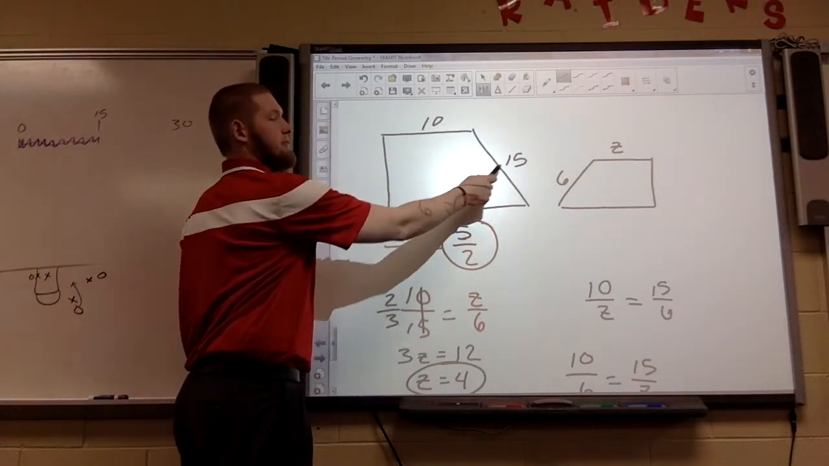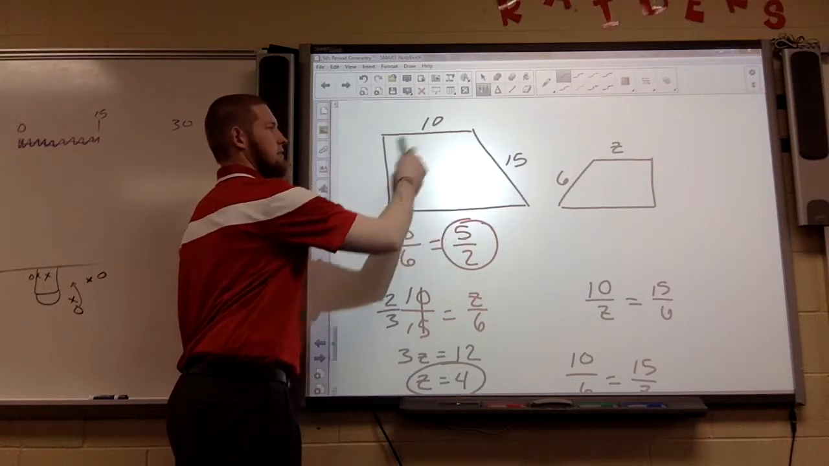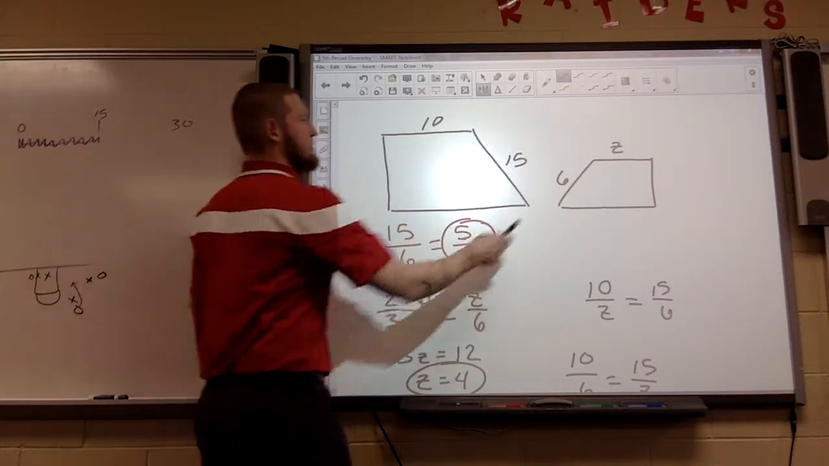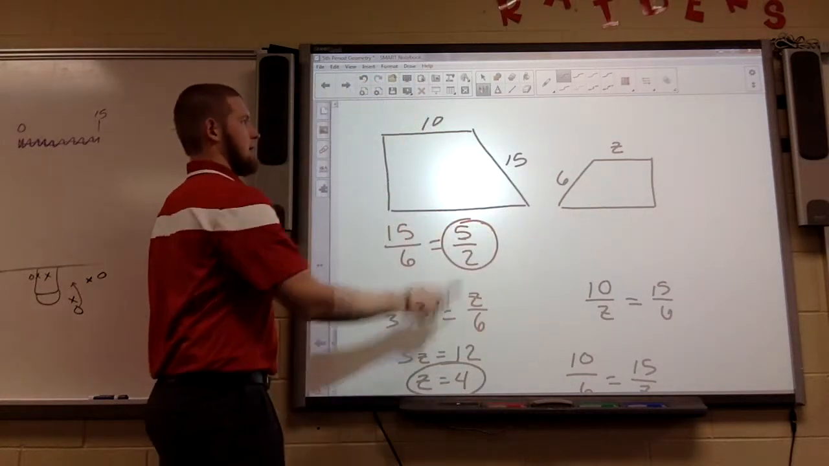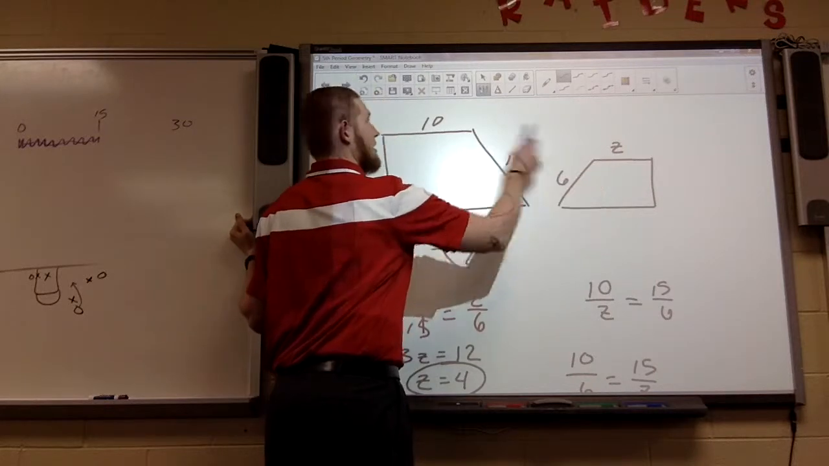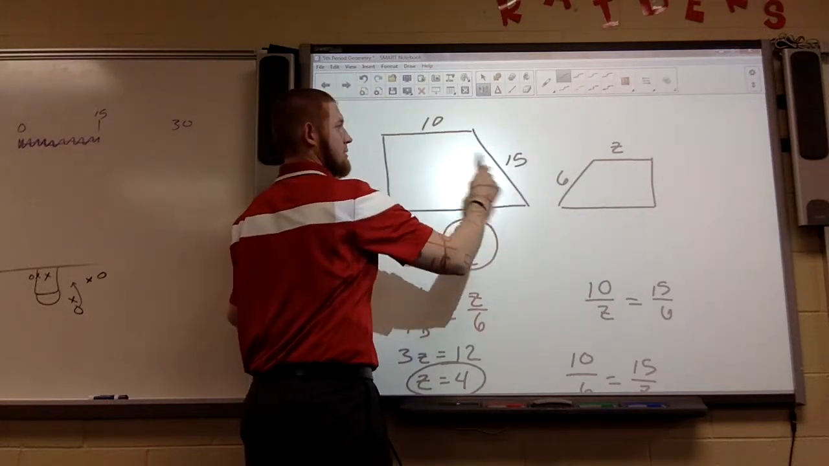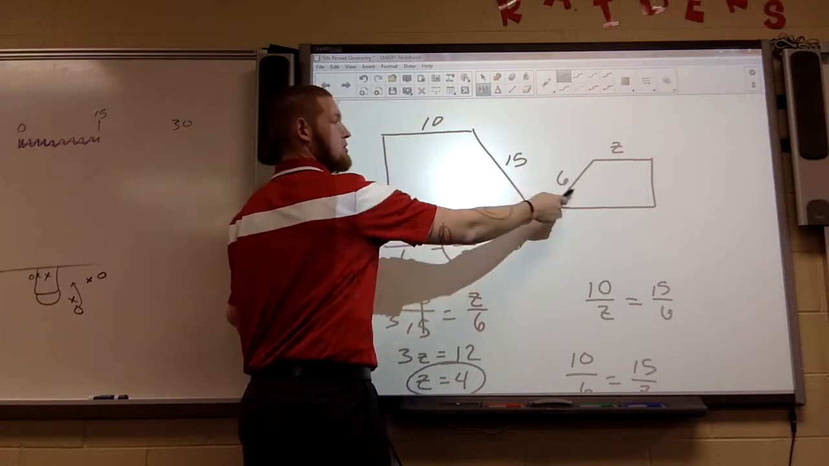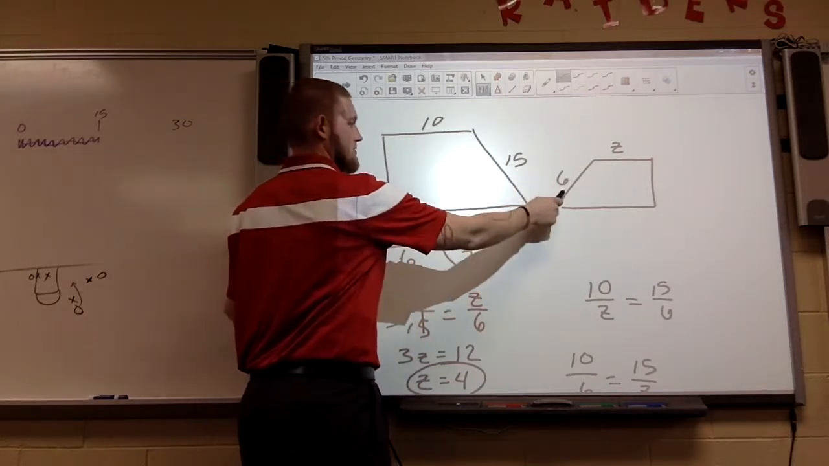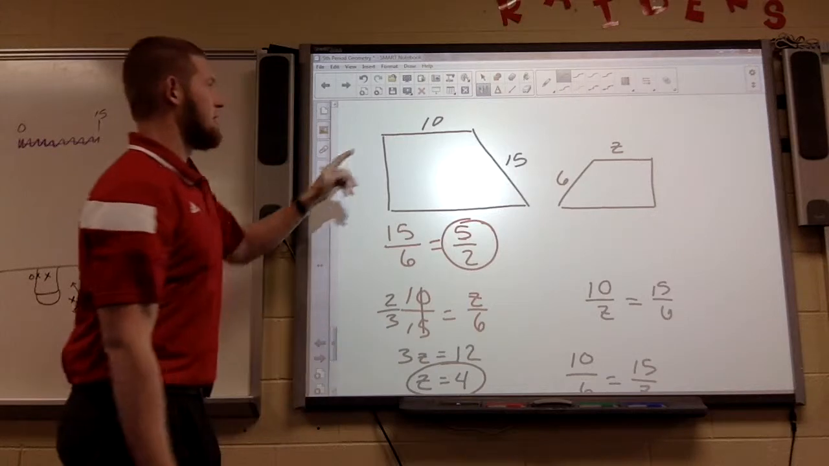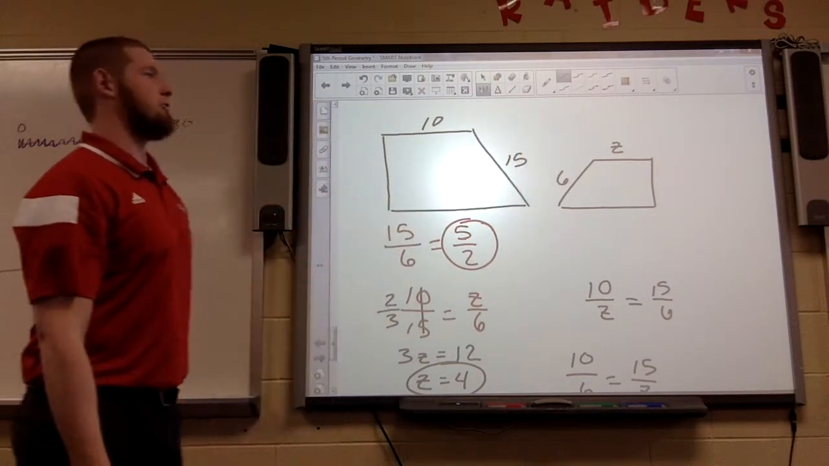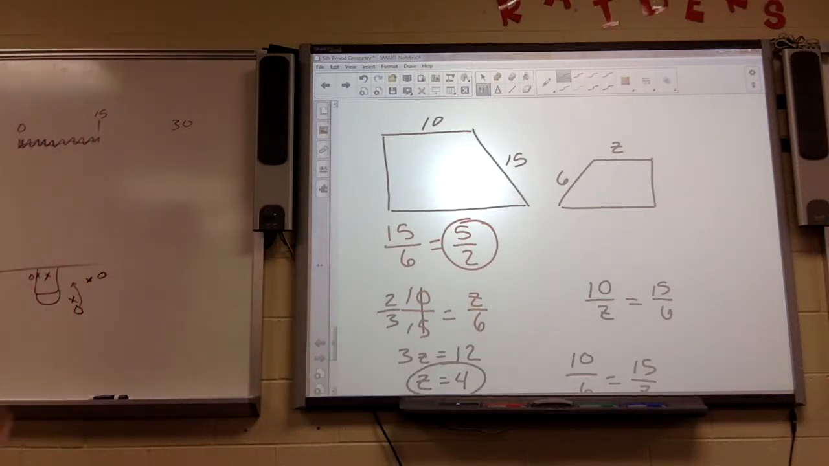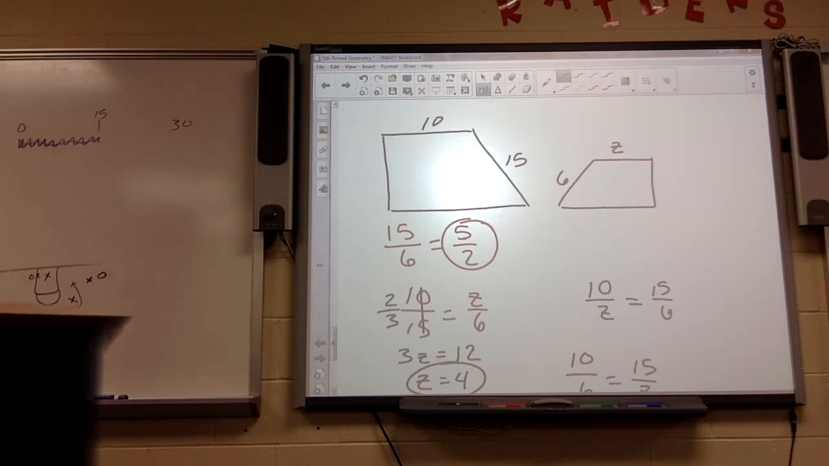I can put 10 over 15 because they're on the same shape. I can put 6 over Z or Z over 6 because they're on the same shape. Can I put 10 over Z? Yeah, because they're corresponding sides. Can I put 15 over 6? Yeah, corresponding sides. Can I put 10 over 6? No, they have nothing in common. They're not on the same shape, and they're not corresponding sides. So just be careful. Make sure when you're comparing things in a ratio that it makes sense. They have some sort of relationship. Okay?